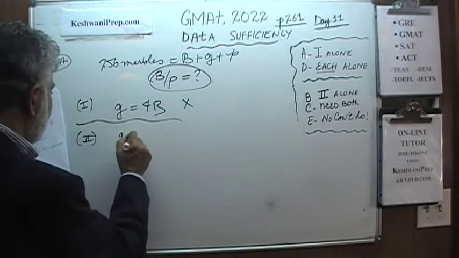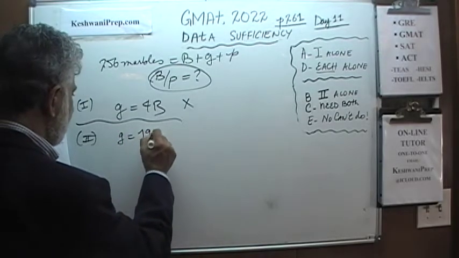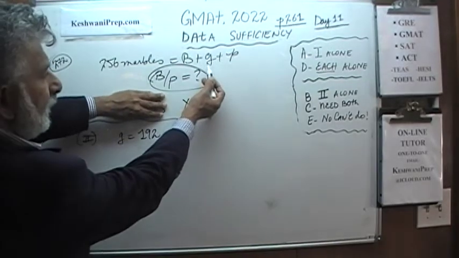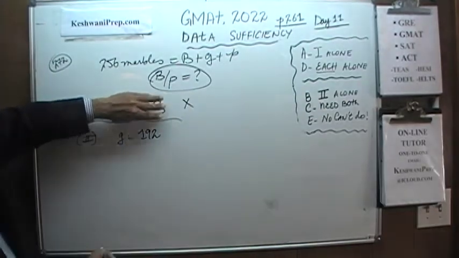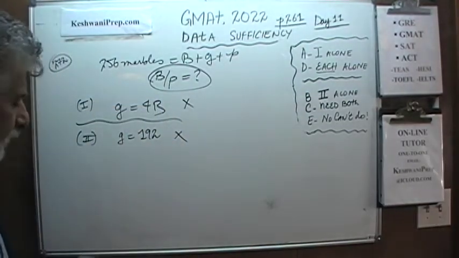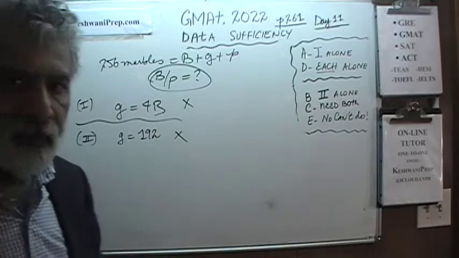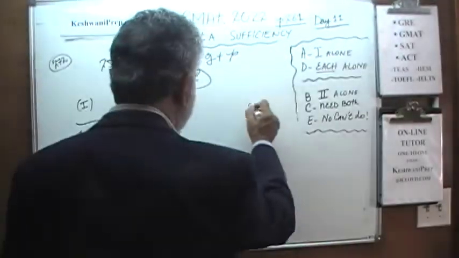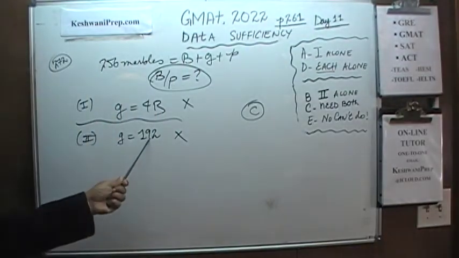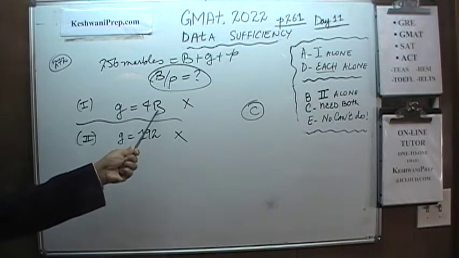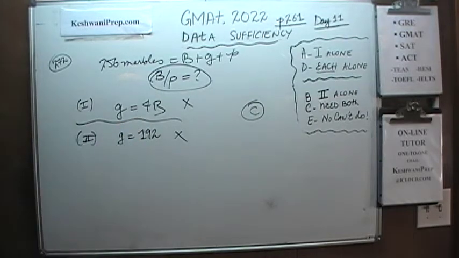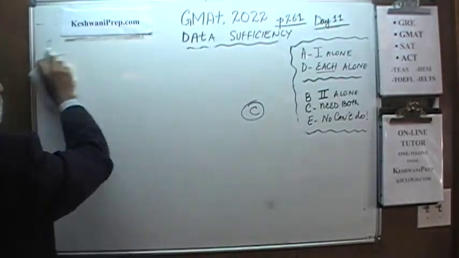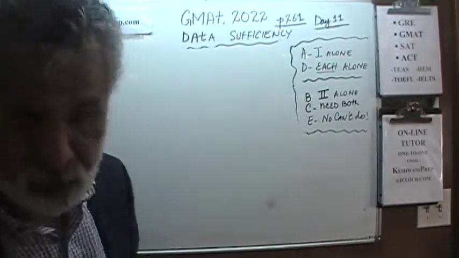The second statement tells us that G equals 192. Again, simply knowing that G equals 192 here does not tell us what B and P are. Second statement by itself is also no good. But of course, when we put them together, we have three equations, three unknowns. It can be done very easily. The answer is C. If we know what G is, 192, put the G in here, we can figure out B. Once we have a B and the G, we can figure out the P. Don't sit there and actually do it out, do you understand?